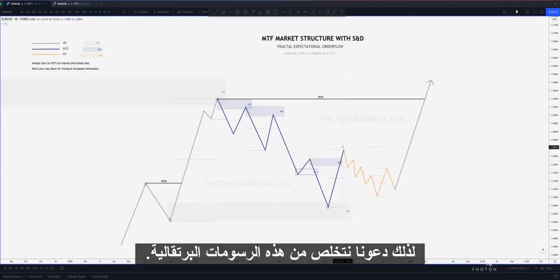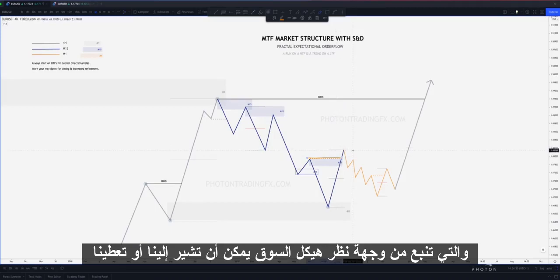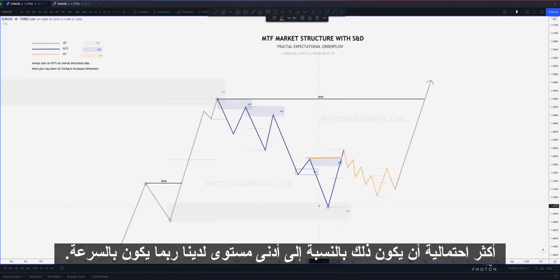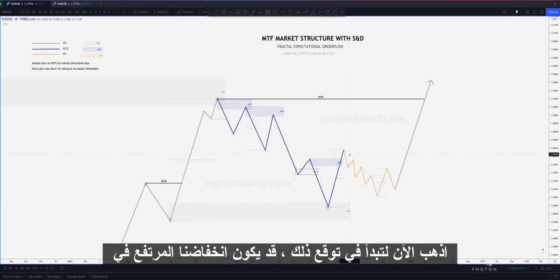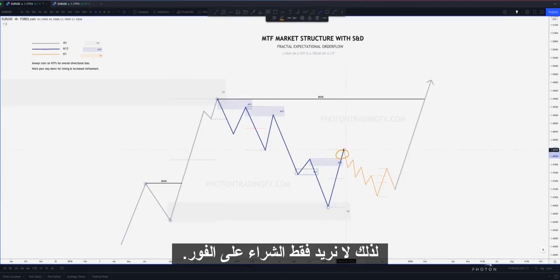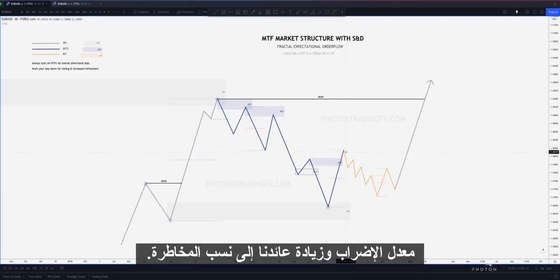So let's get rid of these orange drawings. So now what do we have? That M15 change of character, right? Which then from a market structure standpoint can indicate or give us more probability that that 4-hour high low may be in place, especially now as it has mitigated that extreme area of demand. It's all systems go now to start to anticipate that that 4-hour high low may be in place. So we don't just want to buy straight away. Of course we can, but we want to increase our accuracy, increase our strike rate, and increase our reward to risk ratios. So what do we do?